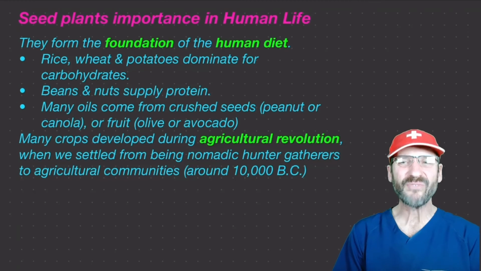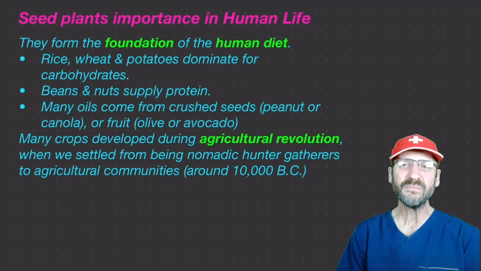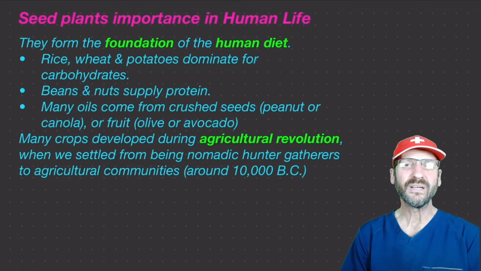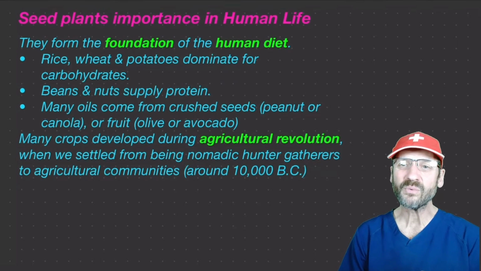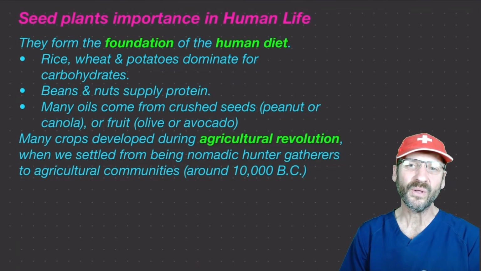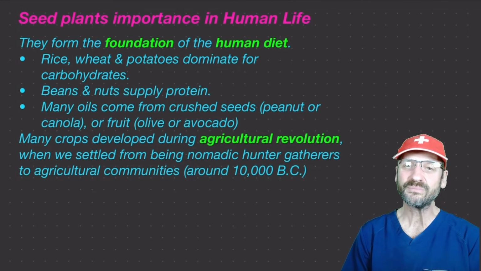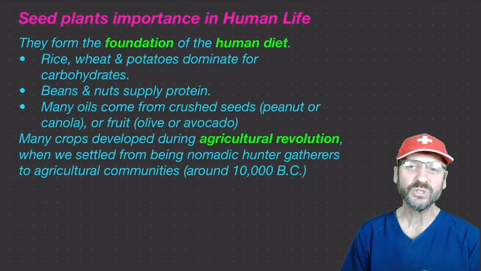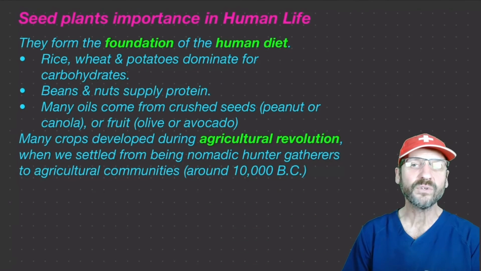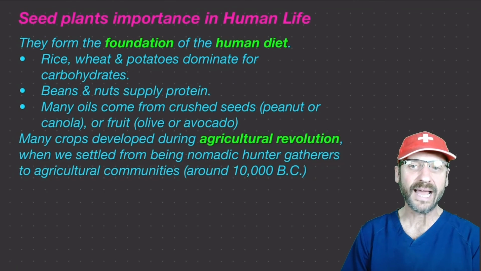Seed plants are the foundation of the human diet. A large portion of the world eats mostly plant-based foods such as grains, rice or wheat, and potatoes for carbohydrates, beans and nuts to supply protein, and many oils that come from crushed seeds such as peanuts or canola oil, or from fruits such as olive or avocado, which are good examples. Many of these crops developed during the agricultural revolution when we settled from being nomadic hunter gatherers to becoming agricultural communities. This was around 10,000 BC.